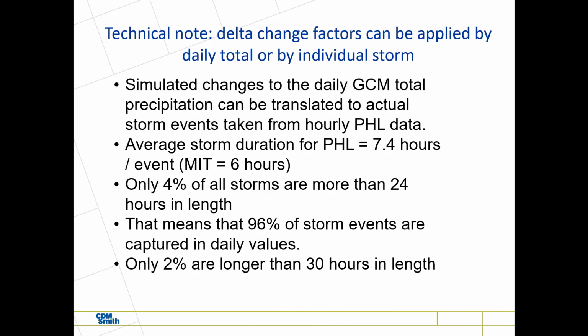And the reason for that is that storms in Philadelphia are only about 7 hours on average. And so, except for a few exceptions, most of them don't cross that 24-hour period. So the actual wet days, 24 hours, or the storm approach gives you pretty much the same result. And sometimes it's easier to do it by day.